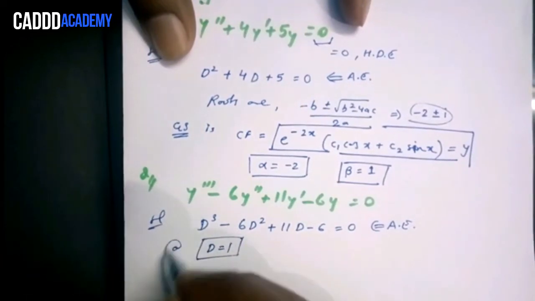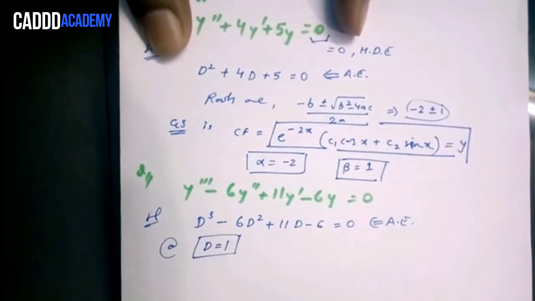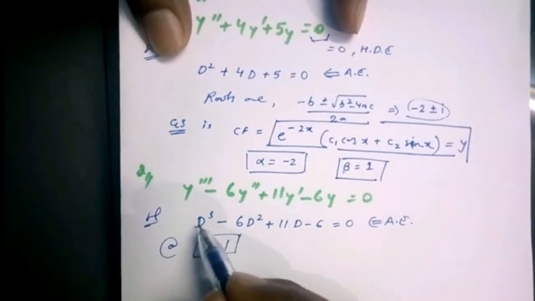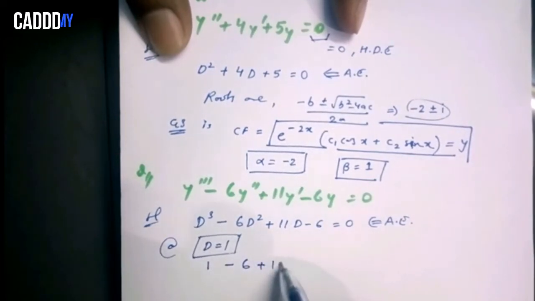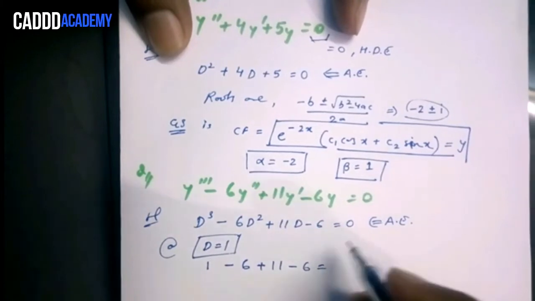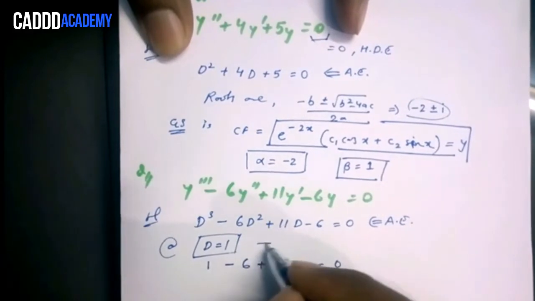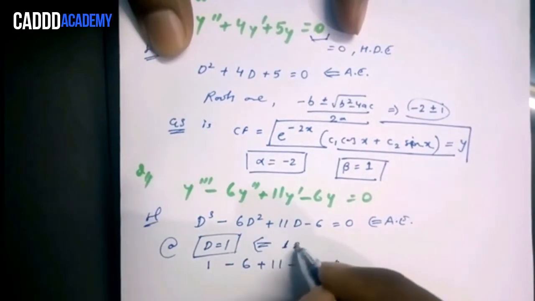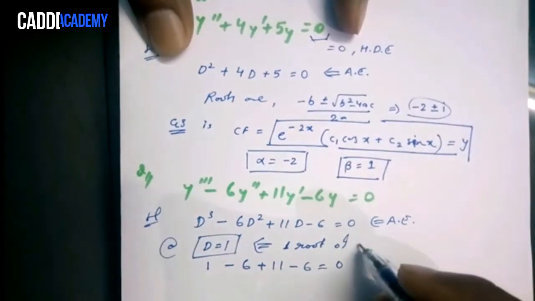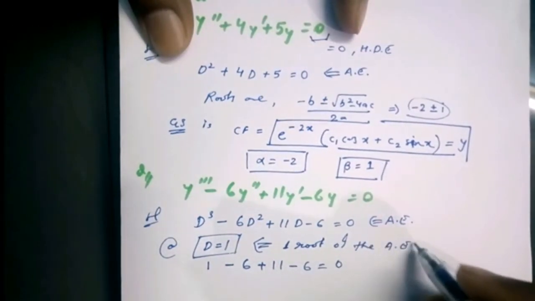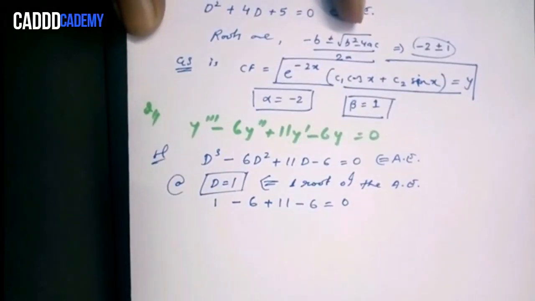At D is equal to 1, this equation becomes 0. At D is equal to 1, this will be 1 minus 6 plus 11 minus 6, which is equal to 0. So this is one root of the auxiliary equation. We got one root of this third order auxiliary equation.